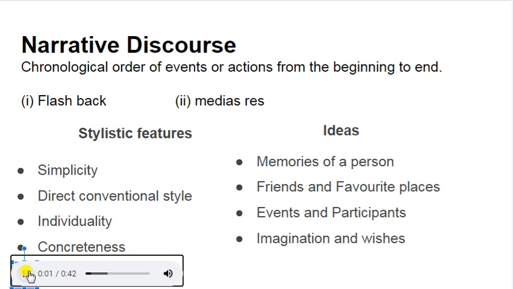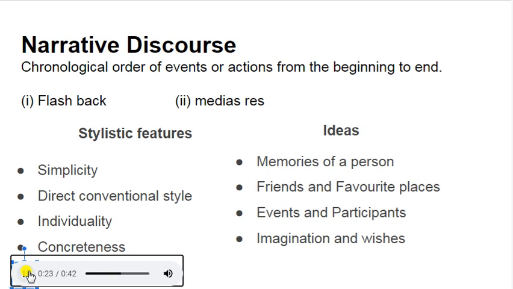Second strategy will be narrative discourse. Here the writer narrates or writes his story in a chronological order, like in a sequence from beginning till end. Now to add some special effects, he might use flashbacks or maybe in medias res. In medias res is when you start the story from the middle.